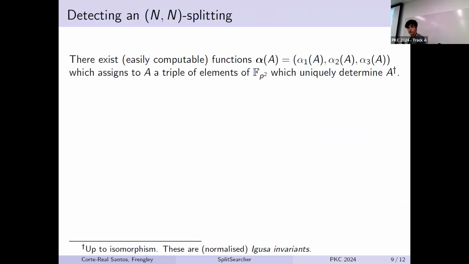So this is what we do. There's this function alpha. For the experts, it's some normalized version of the Igusa invariants, kind of like the j-invariant in dimension 1, which assigns to A uniquely a triple of elements of F_p squared, which pin down A up to isomorphism. The most important thing to take out of this part of the slide is that it's something easily computable. It takes almost no time at all. It's just a handful of multiplications.